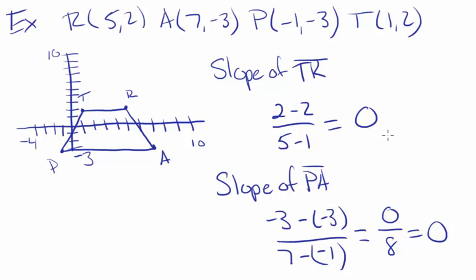And now that we see that these two slopes, the slope of TR and the slope of PA, are equal, that means by our definition of parallel that they are parallel. They have the same slope, therefore they are parallel. So indeed, our figure TRAP is a trapezoid.